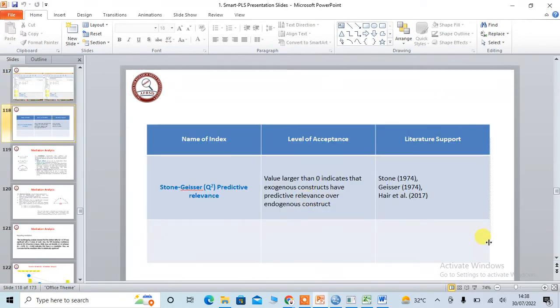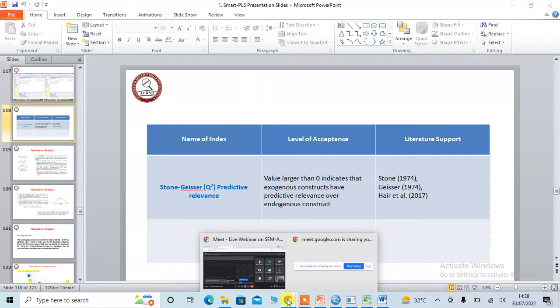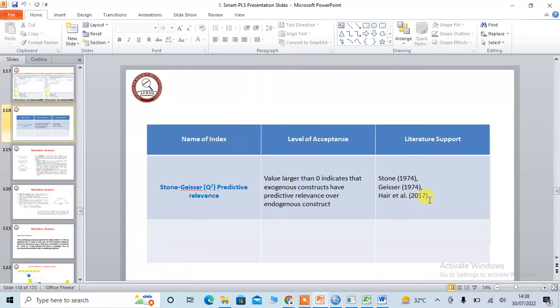Sir, I have a question here. As I talked about previously, how to find out the small q square values in the model? Sir, just like shown in the picture.